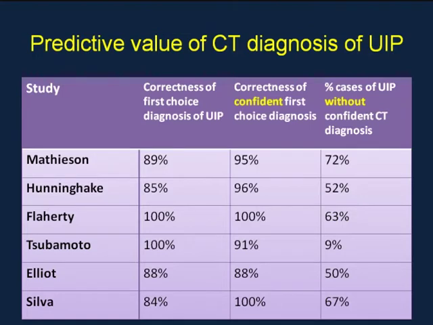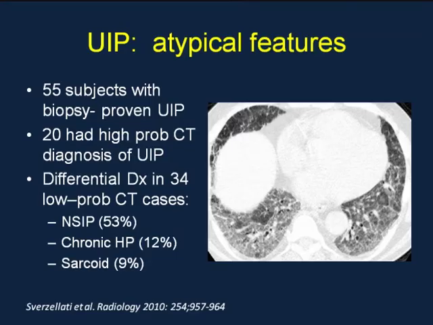But there is a substantial minority of cases who have histologic UIP in whom you can't make the diagnosis, and those are the cases that still need to go for biopsy. This paper was published a couple of years ago because now that we're so good, the only people who are going for biopsy are those that don't have typical CT appearances.